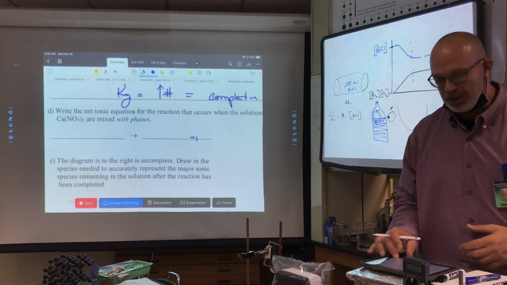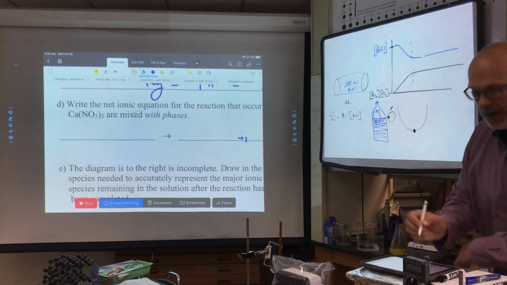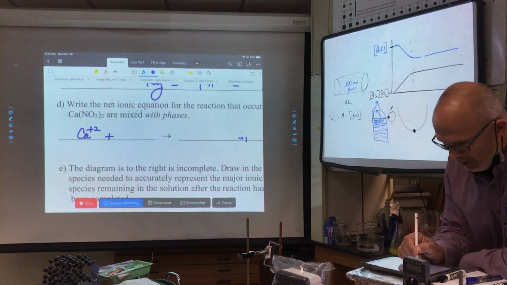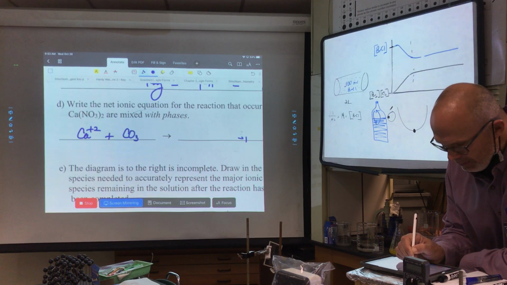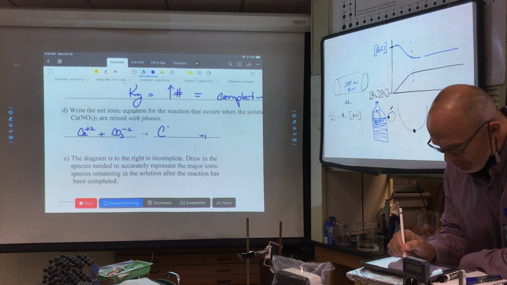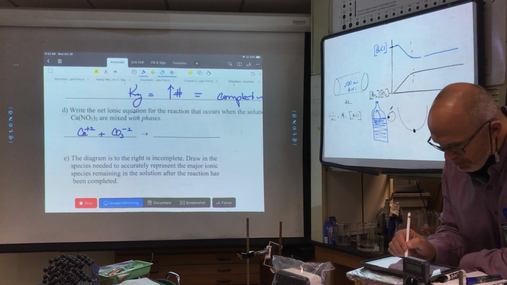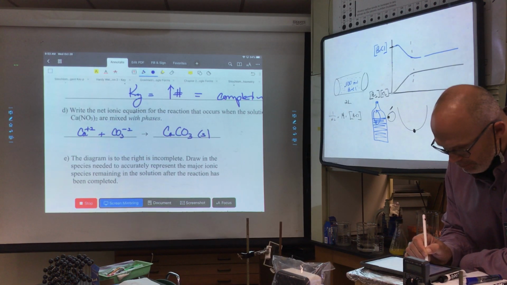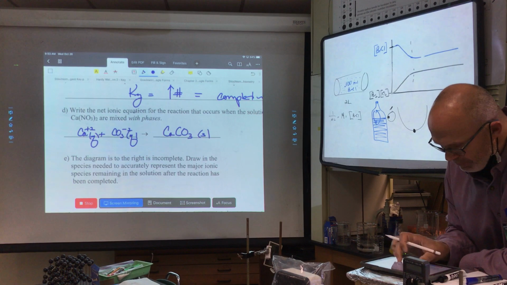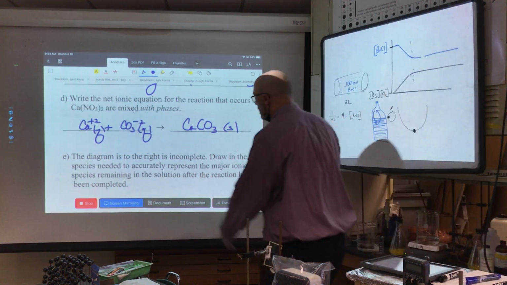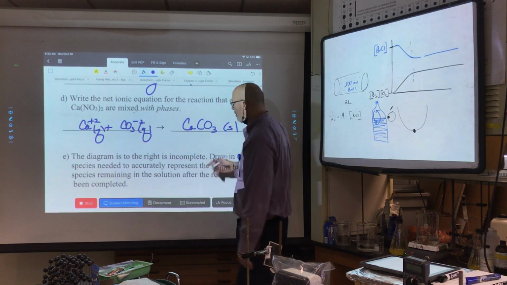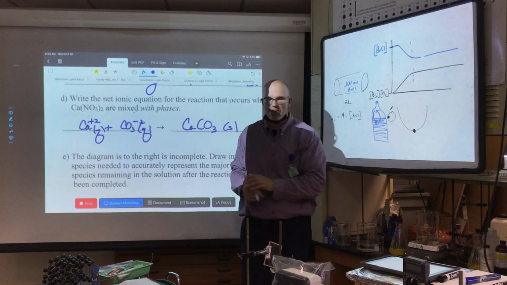Hey, what's the net ionic reaction? Take out the spectators. Isn't it just calcium plus 2 plus the carbonate ion to make the precipitate? To make the precipitate, calcium carbonate, the chalk. Same net ionic equation as our lab. I'm not including sodium because it's still floating around. I'm not including nitrate, it's still floating around. I'm only including what reacted. It just happened to be 1-to-1.